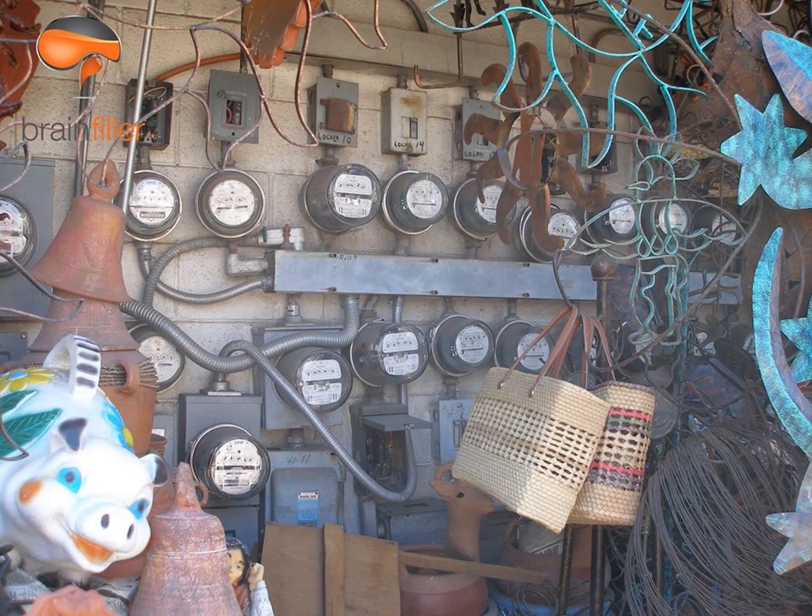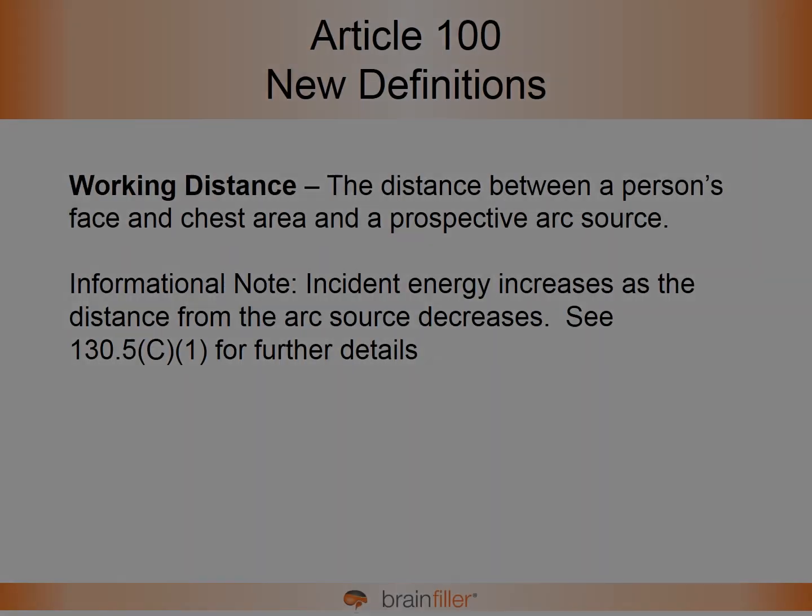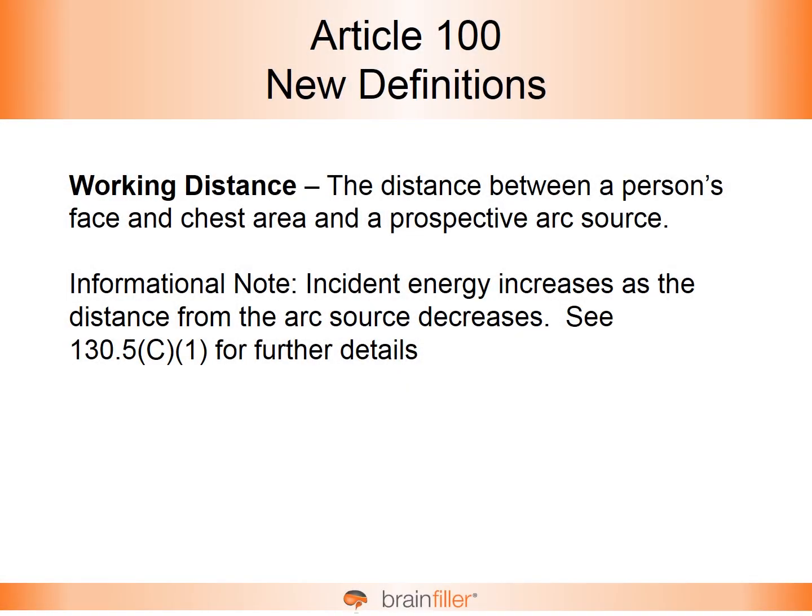This is another important new definition, the definition of working distance. Working distance is a really important part of an arc flash study because when you calculate the incident energy, it's based on a certain distance from the arc flash. So the new NFPA 70E definition of working distance is the distance between a person's face and chest area and a prospective arc source.